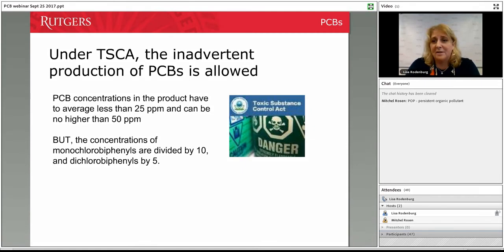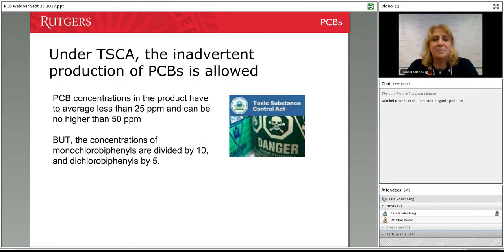And EPA recognized that, and they made no attempt to ban every process in the world that might accidentally produce PCBs. So PCB concentrations in the product have to average less than 25 parts per million. And remember, 25 parts per million is a high number. If you remember back to that slide about measurement methods, that's the kind of concentration that you can measure just using one of those ELISA kits. This is a high concentration.